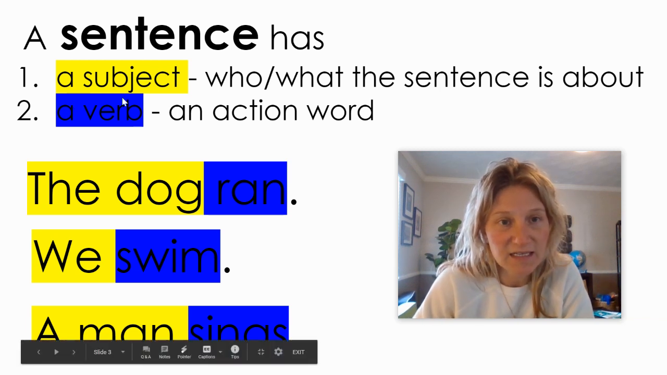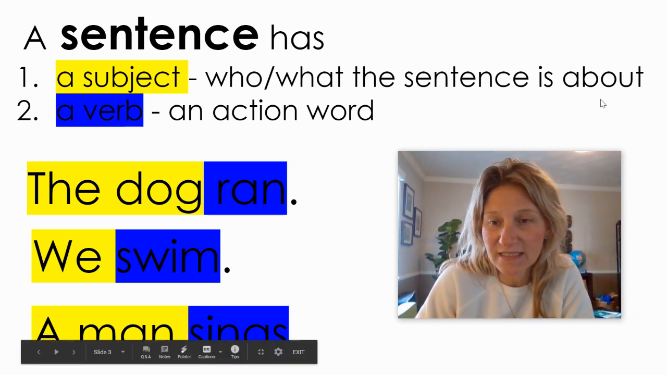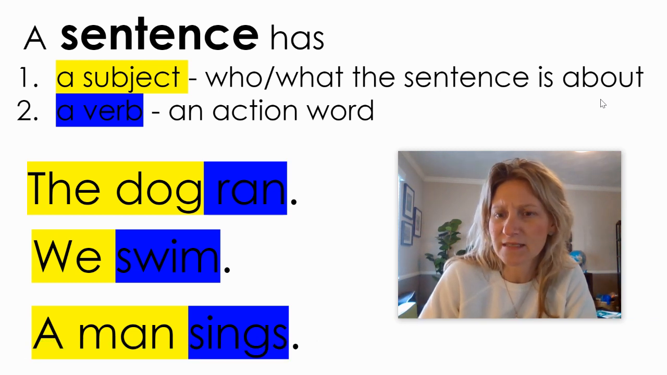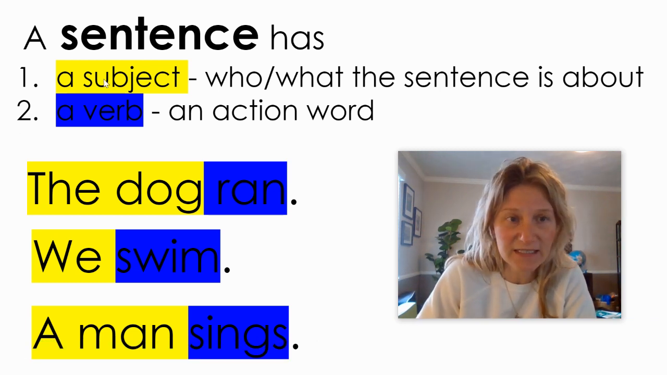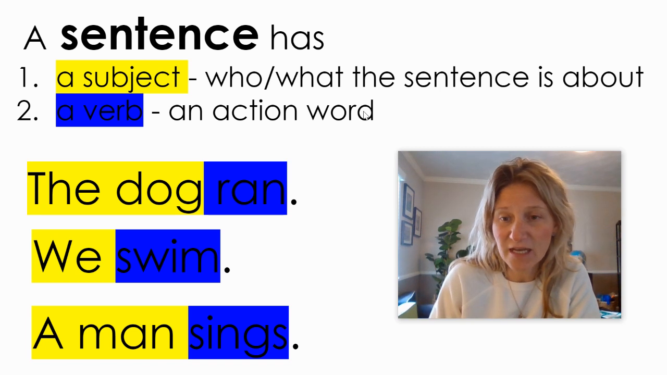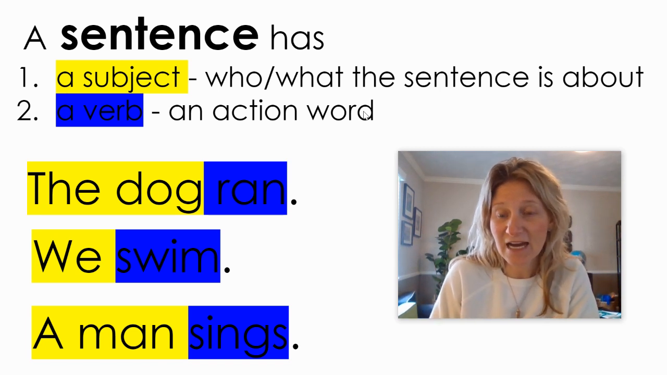The subject is who or what the sentence is about. So you ask yourself a question, what is this sentence about? Or who is this sentence about? And that's the subject. The verb in the sentence is an action word. Every sentence has to have a subject and a verb. The action word is something that you can do.